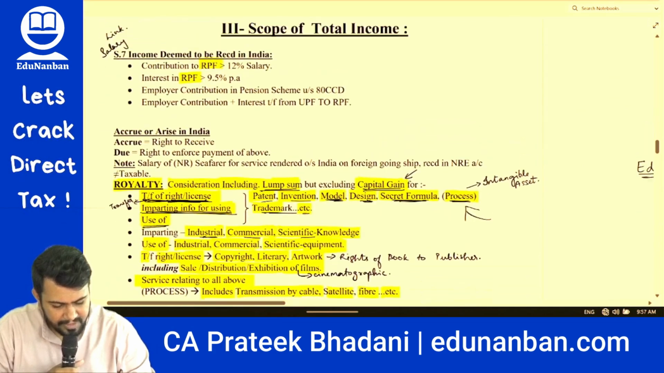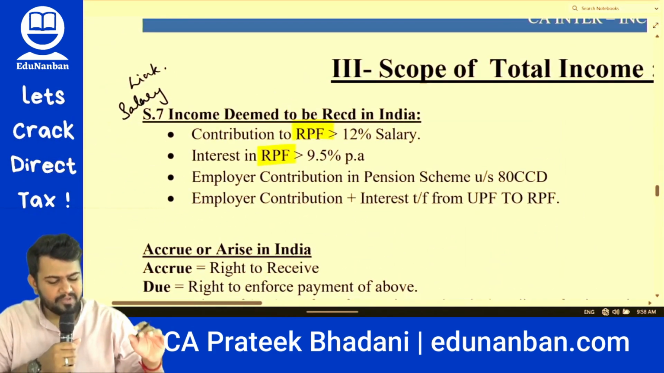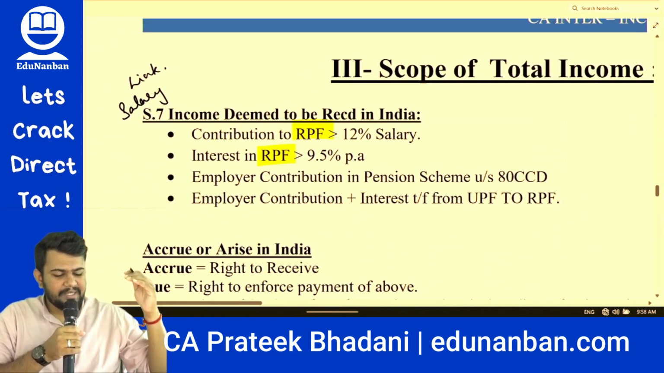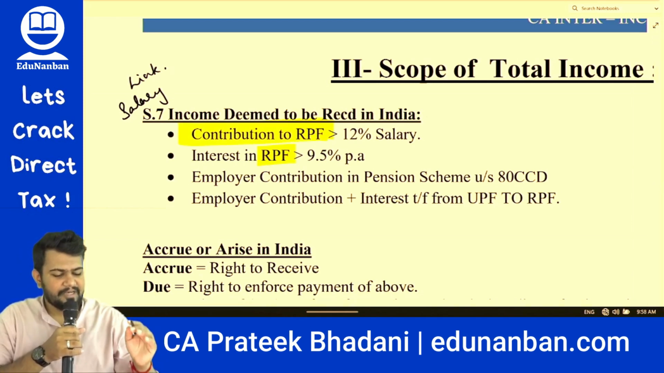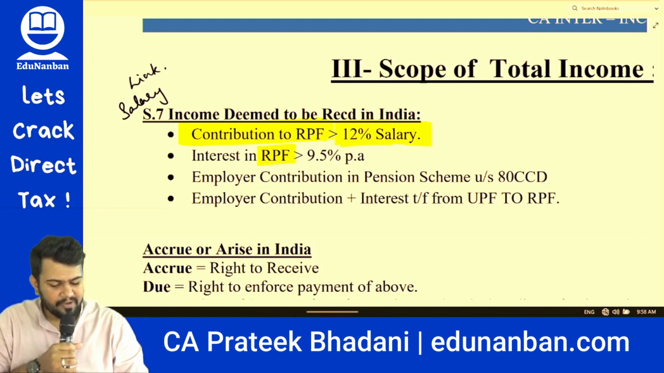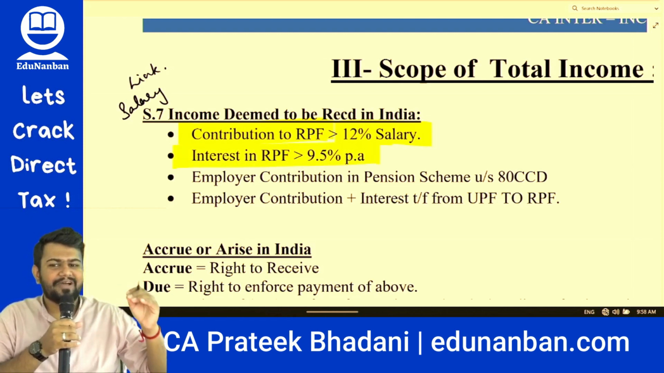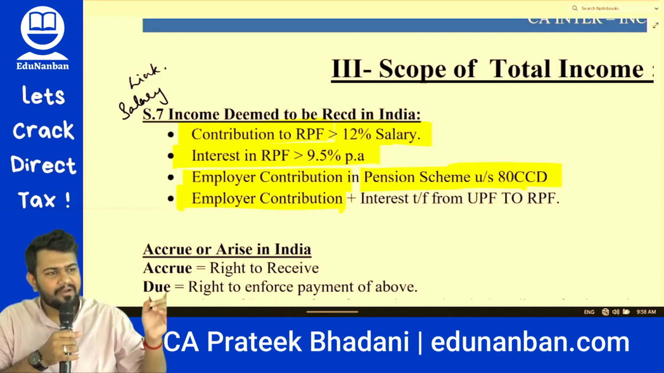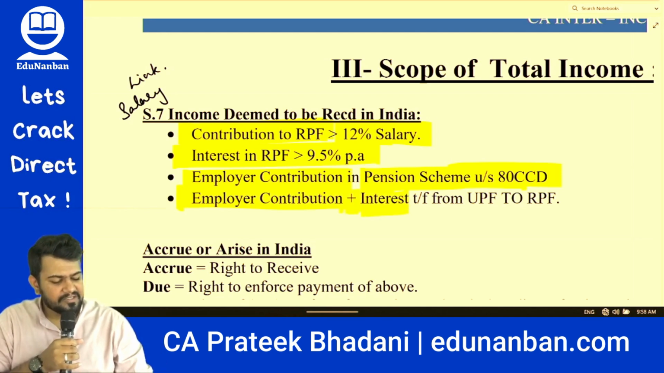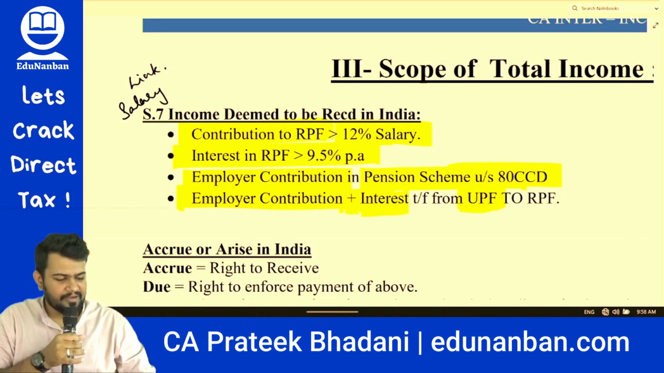Then let's see what is income deemed to be received in India. Income deemed to be received in India includes contribution to recognized provident fund greater than 12% of salary, interest in recognized provident fund greater than 9.5% per annum, employer contribution in pension scheme under section 80 CCD, and also interest that is transferred from unrecognized provident fund to recognized provident fund.